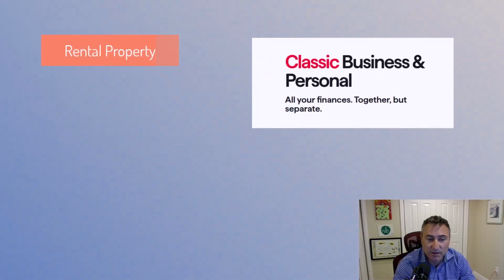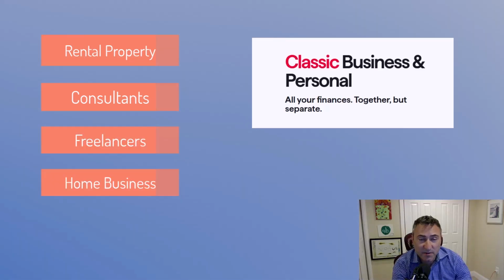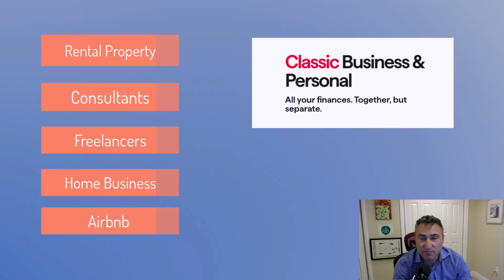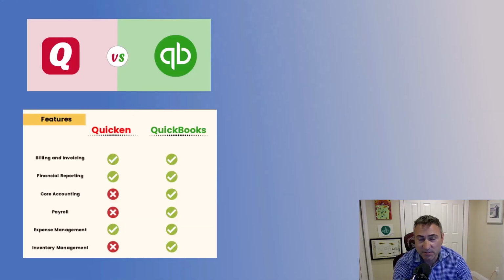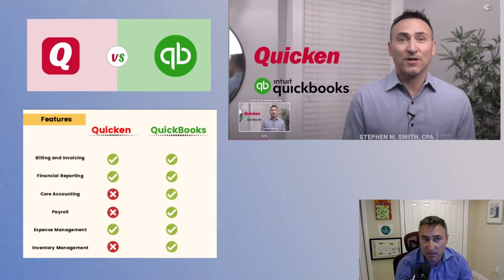If you are a business, and when I say business, if you have a rental property or two, if you're a consultant, if you have a side job, if you have a home business, Airbnb, that kind of stuff, then Classic Business and Personal is the flavor that you would want. Now, do not confuse using Quicken Business and Personal with using QuickBooks. I have another video on the differences between Quicken and QuickBooks.